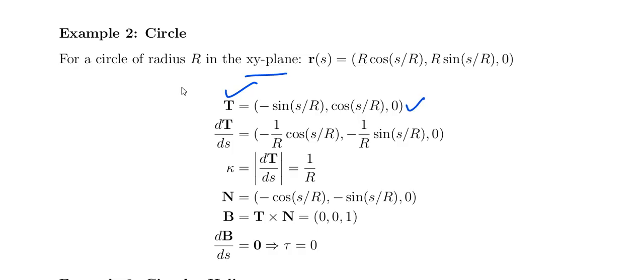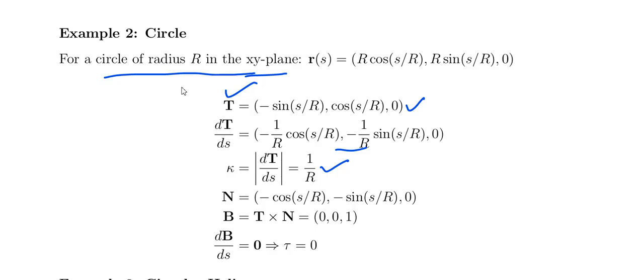And tangent உடைய rate of change பார்த்தீங்கன்னா இதனுடைய differentiate பண்ணணும் with respect to s. Differentiate பண்ணீங்கன்னா we get the dT by ds. Kappa equal to modulus of dT by ds. இதுக்கு modulus போட்டிங்கன்னா 1 by r வரும். That is for a circle of radius r in the xy plane க்கு curvature என்றது 1 by r.